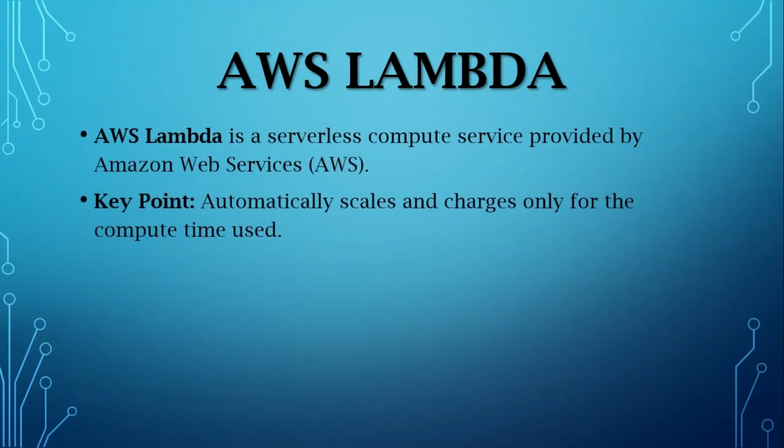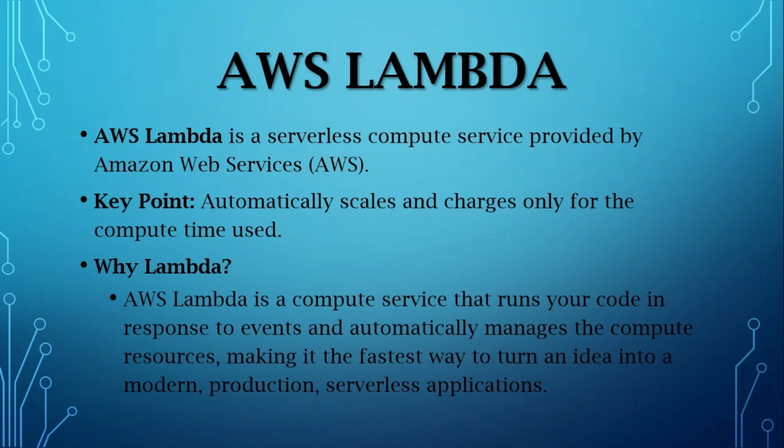AWS Lambda is a serverless compute service that lets you run code without managing servers. It's triggered by events like API calls, file uploads, or database updates. The key point of AWS Lambda is it automatically scales and you only pay for the time your code runs. Why Lambda? AWS Lambda is used to run code without managing servers, automatically scaling with the demand and charging only for the compute time you use.